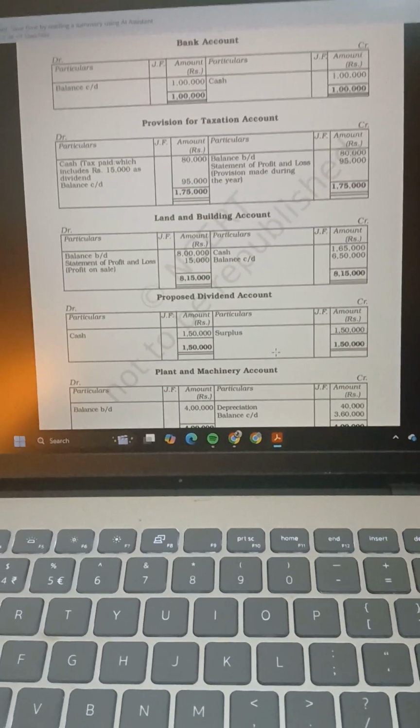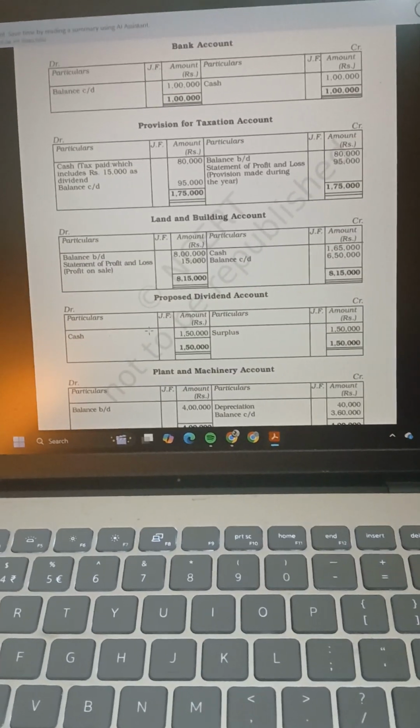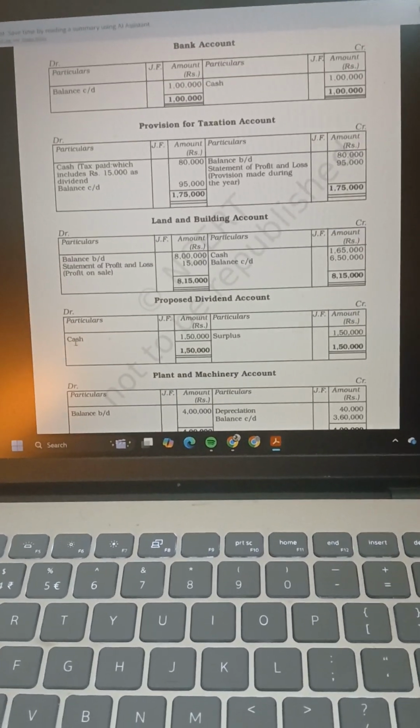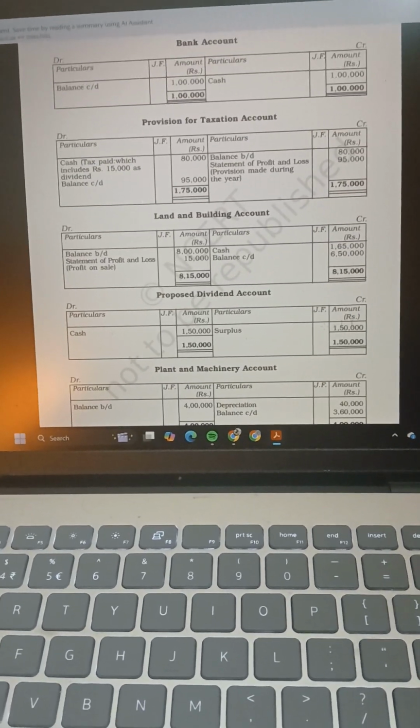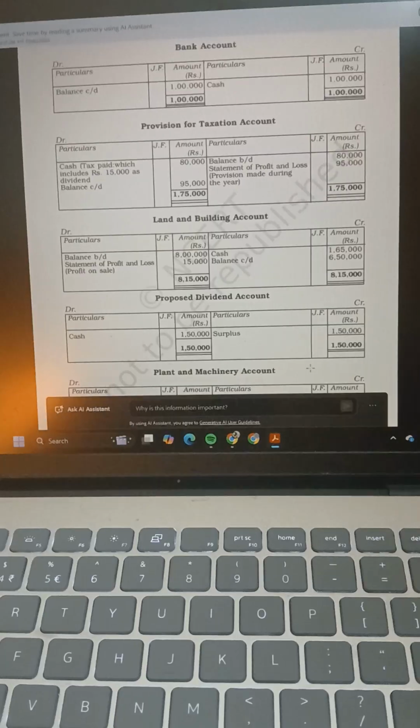Then moving on to the next account, that is the proposed dividend. Proposed dividend is given in the question, that's cash, nothing to be written here. No other extra items, there is cash here 1,50,000 and surplus. It's a cash surplus 1,50,000.